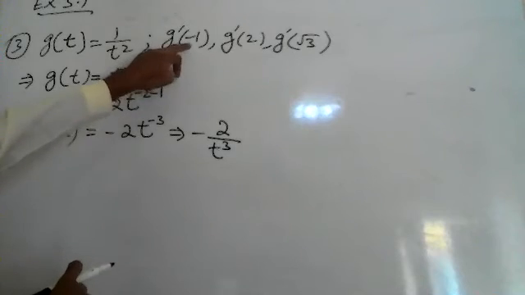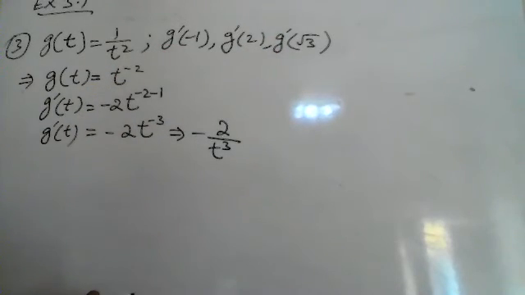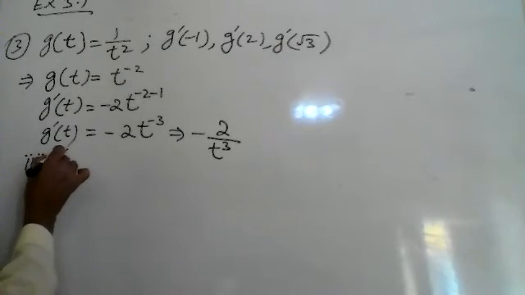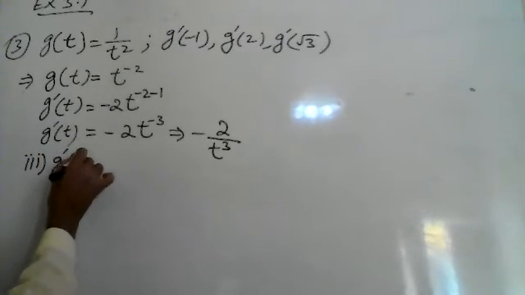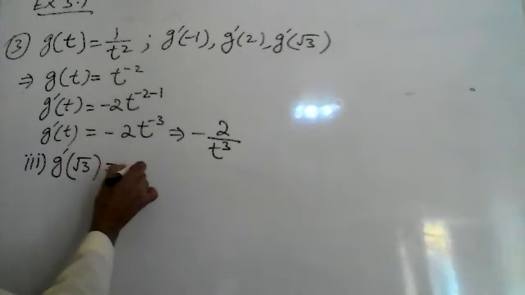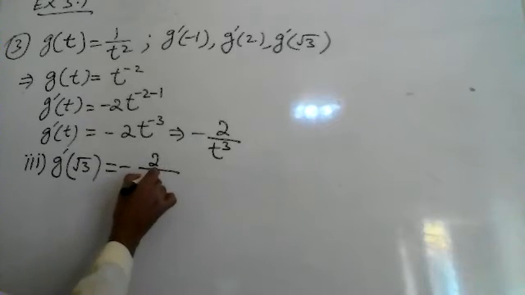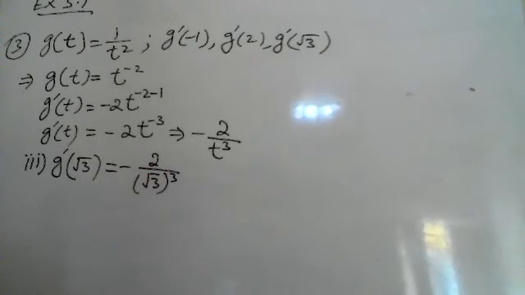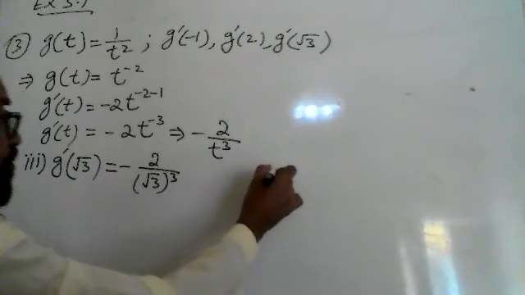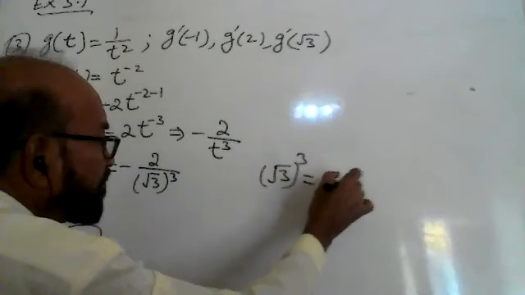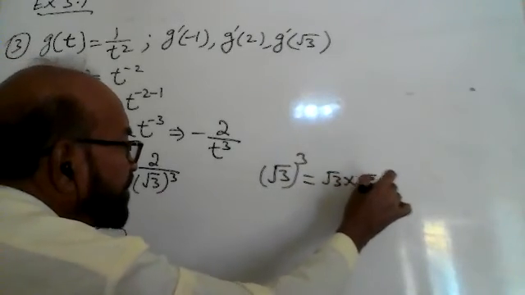Now we'll put the values. This one, this one, this one. I'm doing the last one, the third part. g dash under root 3 will become minus 2 upon (under root 3) whole cube. (Under root 3) whole cube means under root 3 into under root 3 into under root 3.